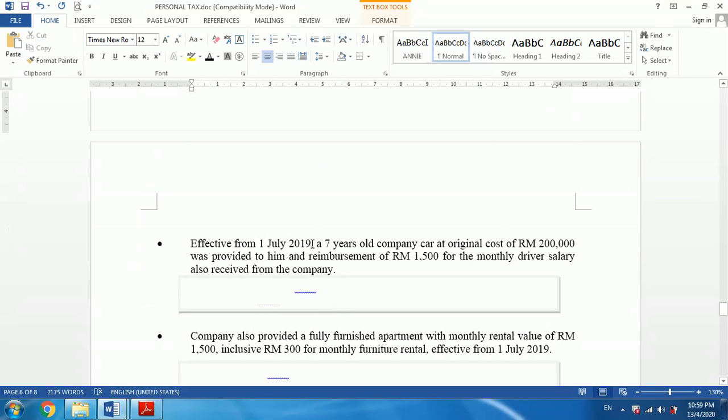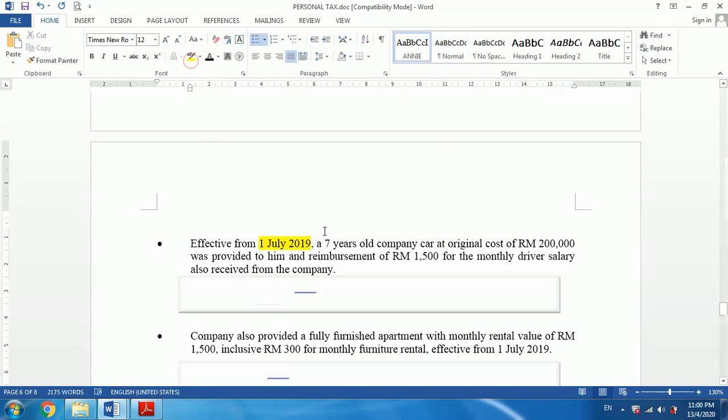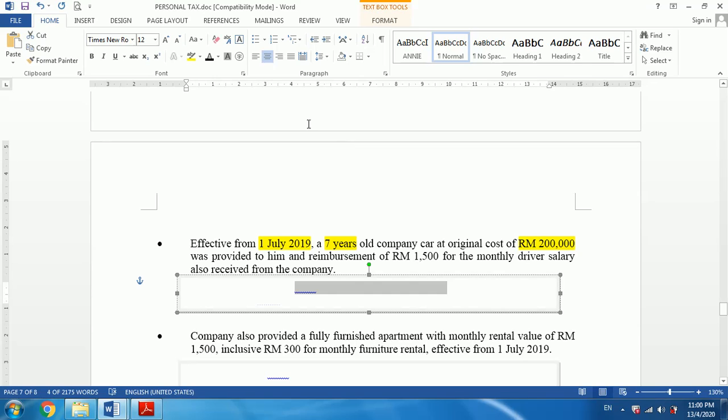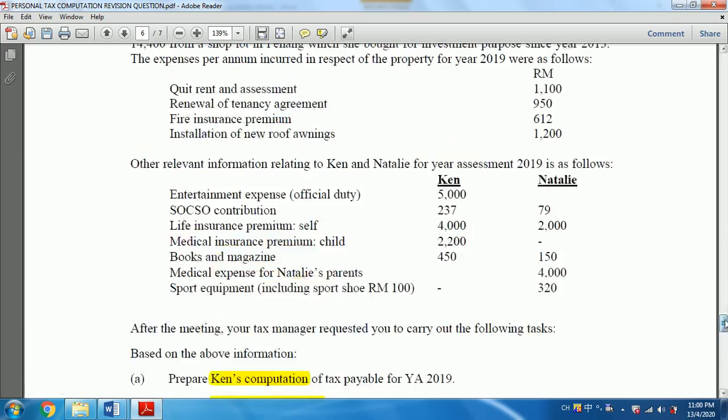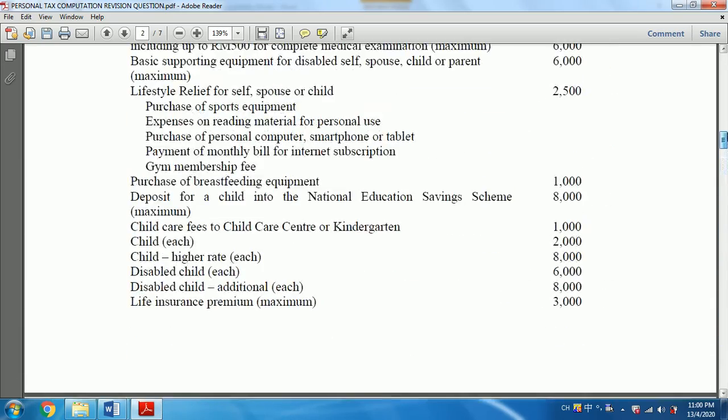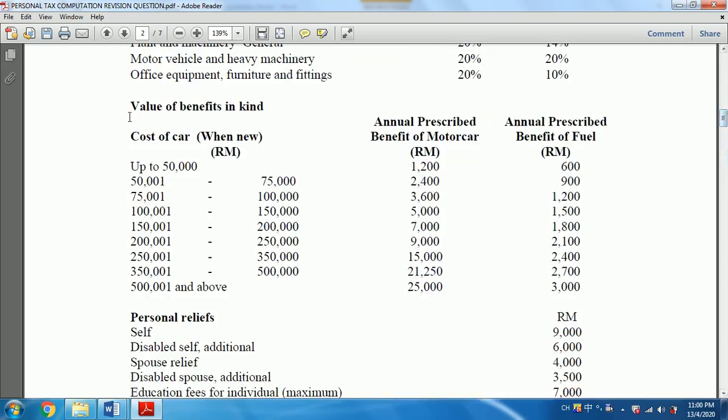Next, on 1st July 2019, a 7-year-old car was provided to Ken, with a cost of 200,000. Firstly, for this kind of car, we put it into 13(1)(b), and we look at the cost, which is 200,000. So how do we find it? Don't forget, normally all the questions will give you a reference list, and in your reference list you will see a value of BIK for motor car. Since the question says that the car is 200,000, the BIK for the car will be 7,000.